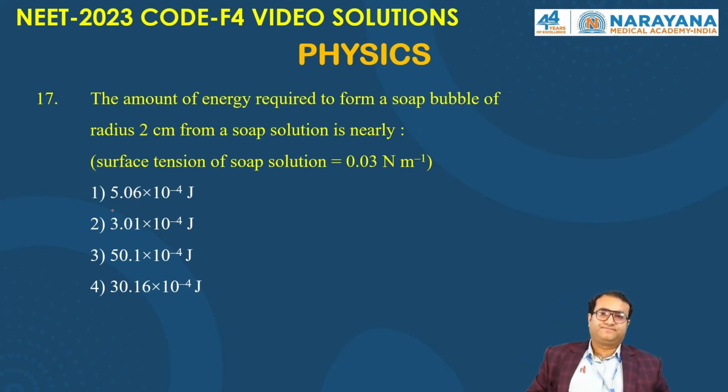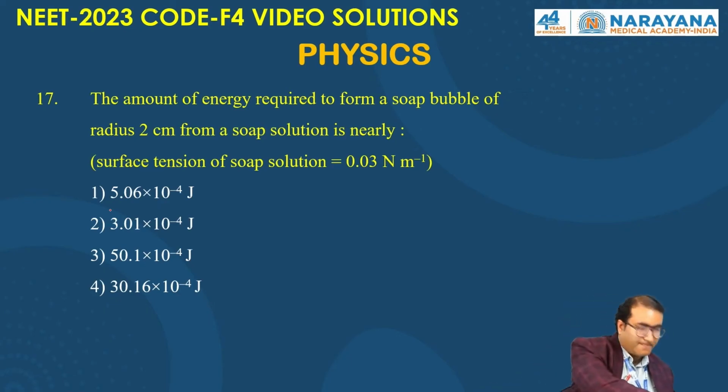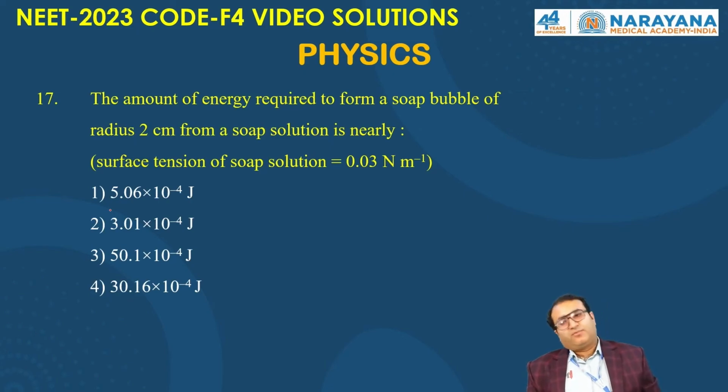Question number 17. The amount of energy required for a soap bubble of radius 2 centimeter from a soap solution is nearly. Soap bubble has two layers. Basically, it is asking surface energy, the amount of work energy required. So it is T into 2 into 4 pi r square. This formula we have to apply here.